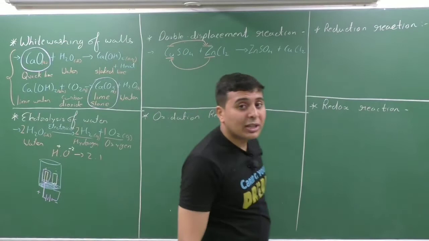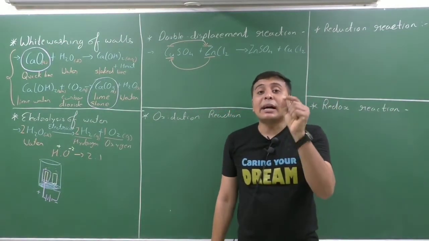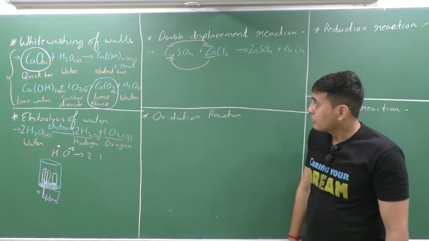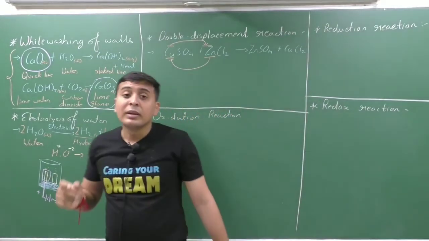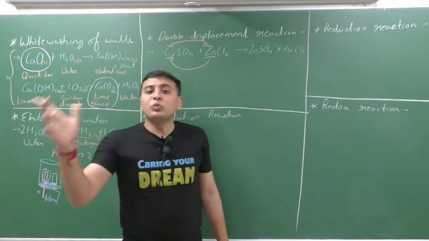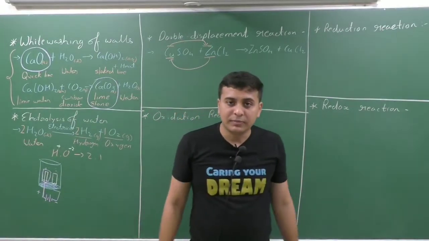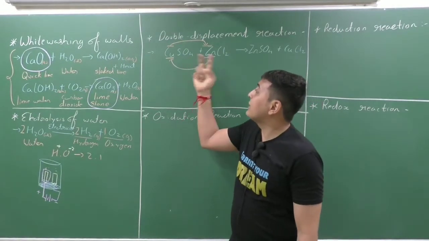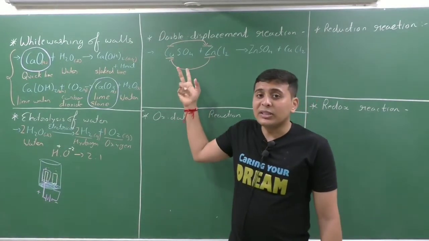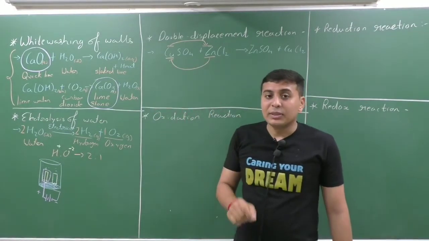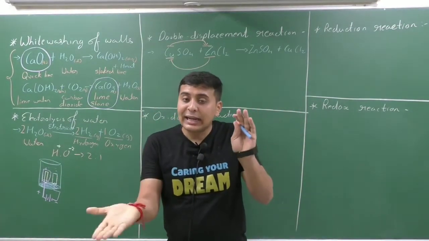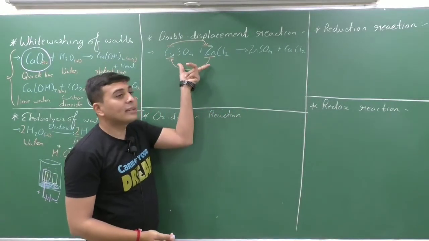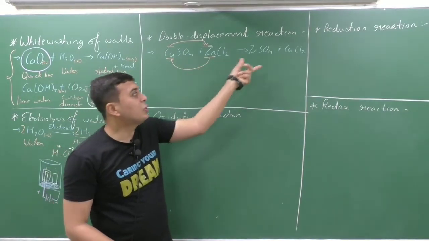So note down the definition of the double displacement reaction. Write it down: the reaction in which ions get exchanged in between the reactant compounds, and two new products are formed.